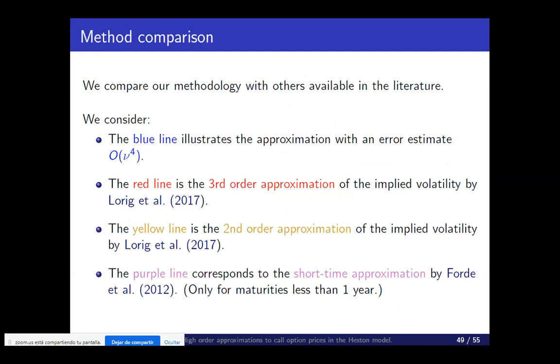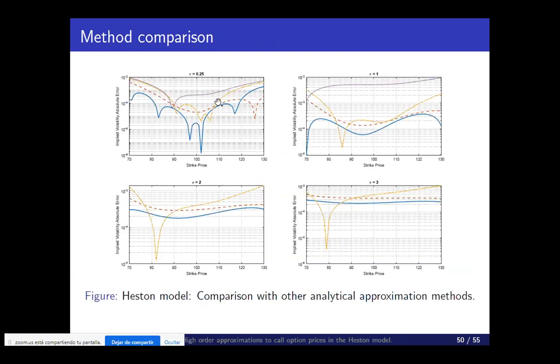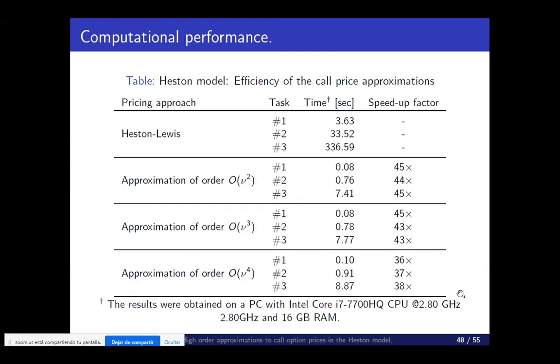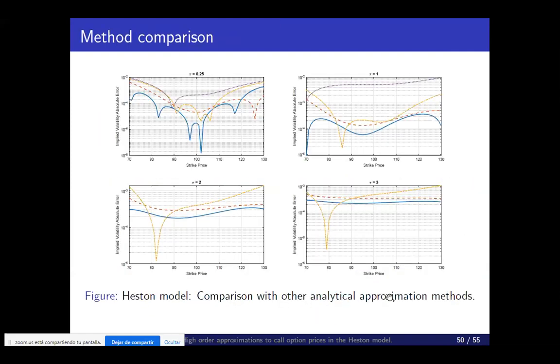Now we're going to compare the approximation with different approximations in the literature, one of Lorig and another one of Forde. I'm going to go a little bit quickly here because we are running out of time. Our approximation is the blue line. Lorig is red for the third approximation, yellow for the second one, and purple for Forde. Forde is only calculated when it's less than 1 year. We see that our approximation in general performs better than the others. Lorig is better than Forde.